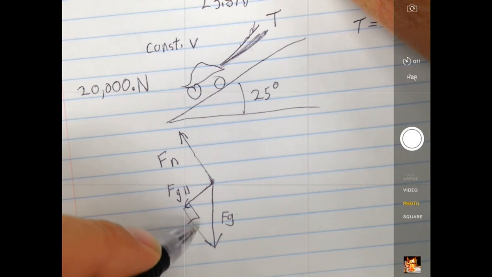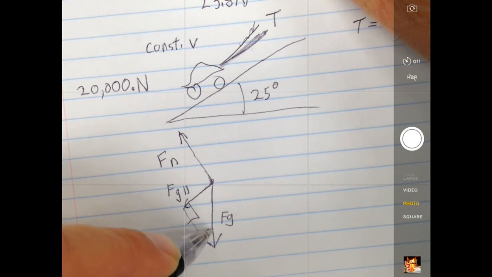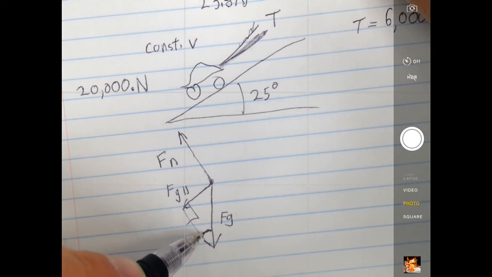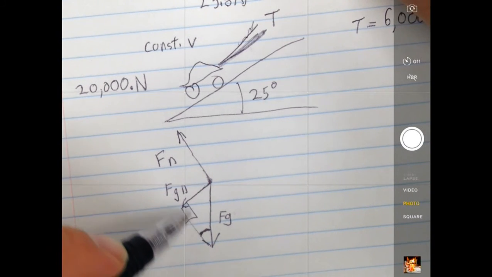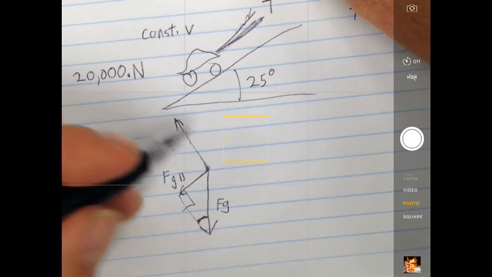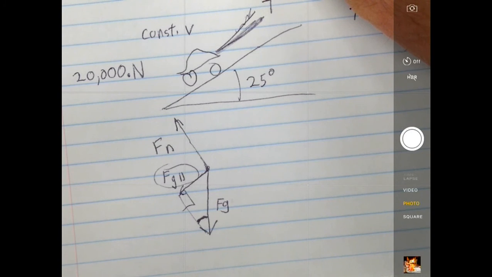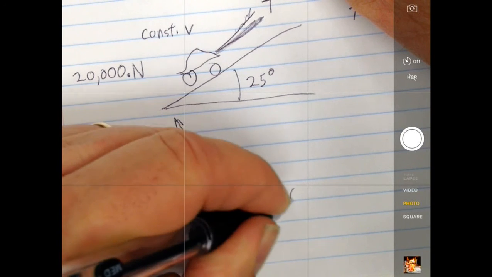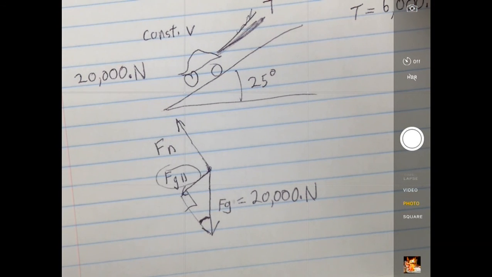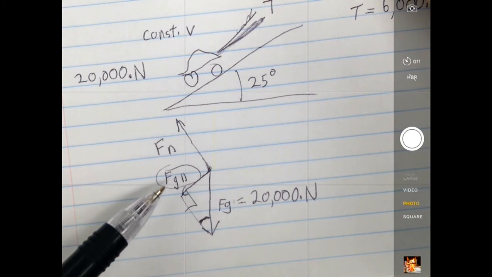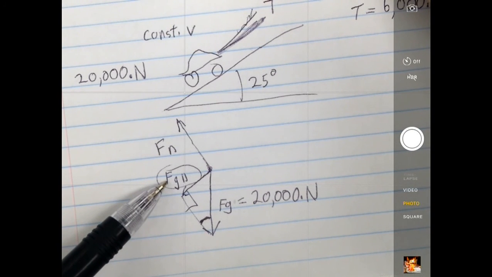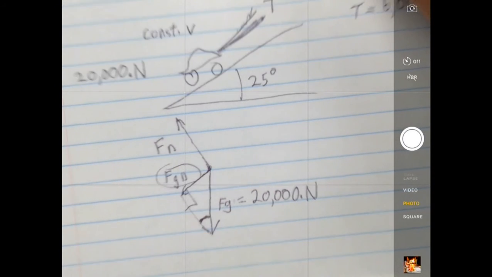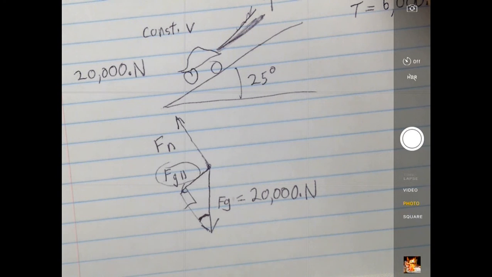The incline is this same angle here on this right triangle. So this angle here is 25 degrees on a right triangle. I want the opposite side. The weight is already calculated from the mass. The weight is 20,000 newtons. The question is, what is the magnitude of the component of the weight parallel to the incline? Well, that's the opposite side of this right triangle.